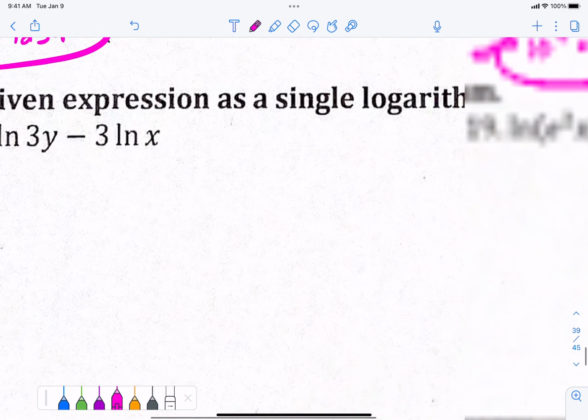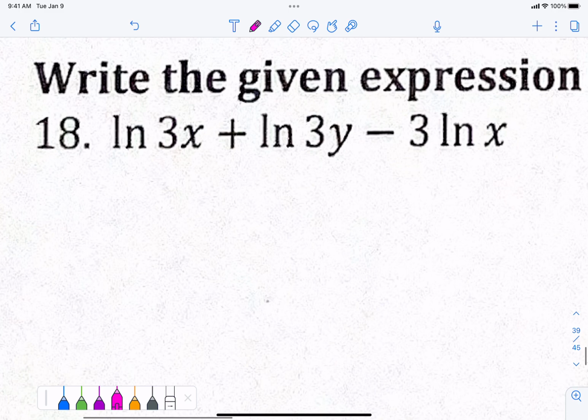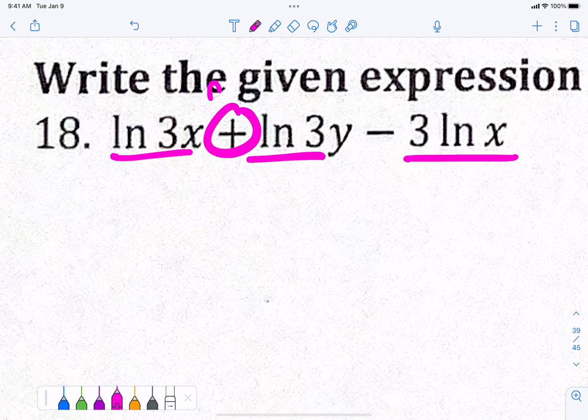Write the given expression as a single log. We're trying to put stuff together. How many pieces do we have right now? 1, 2, 3. They're all ln's, right? And plus means multiply, and minus means divide, right?